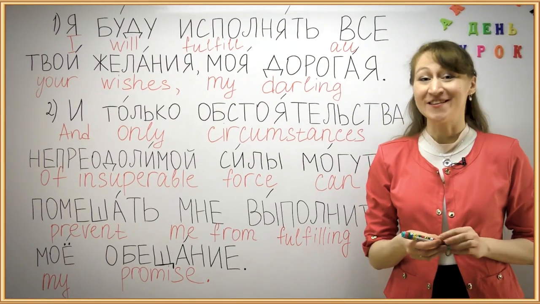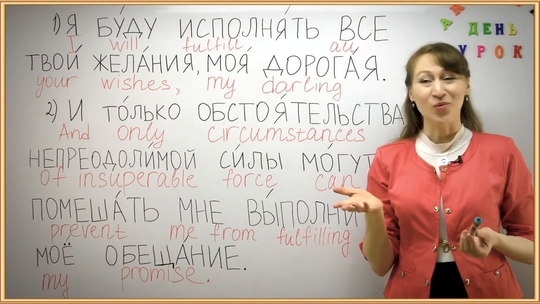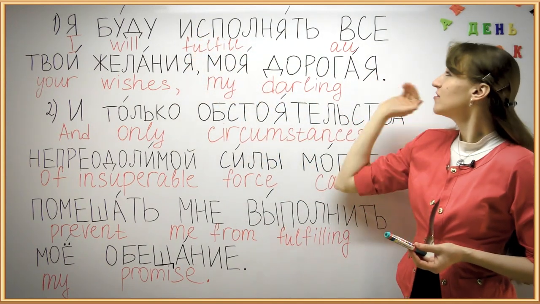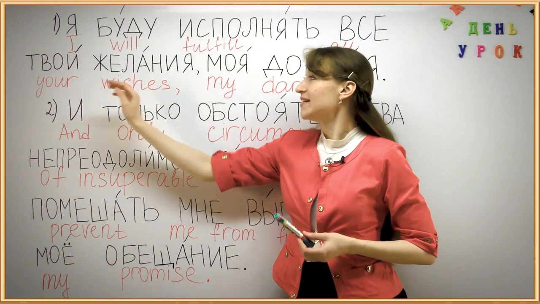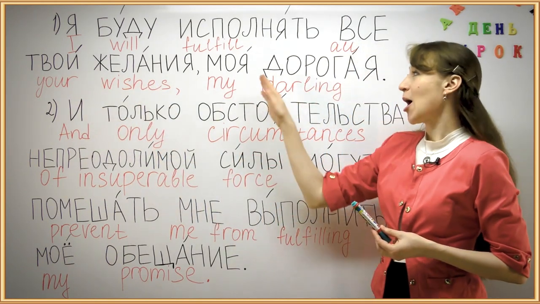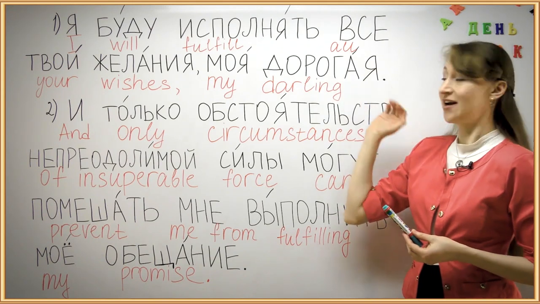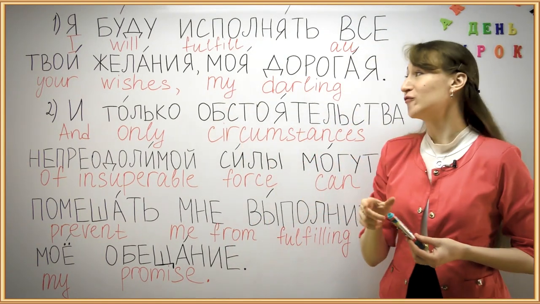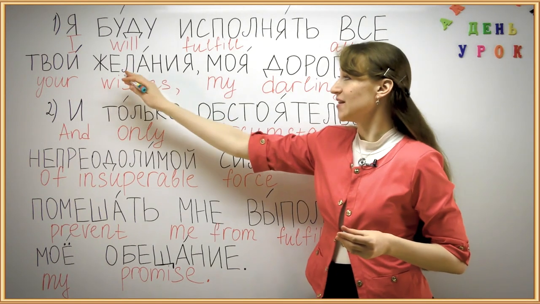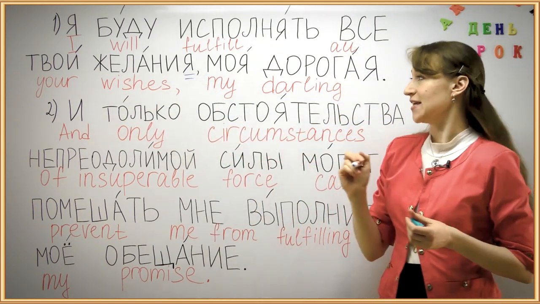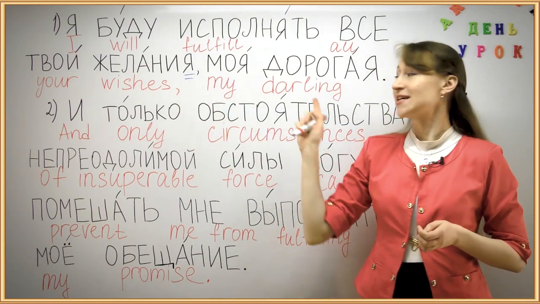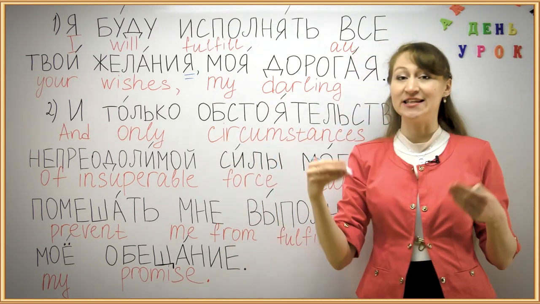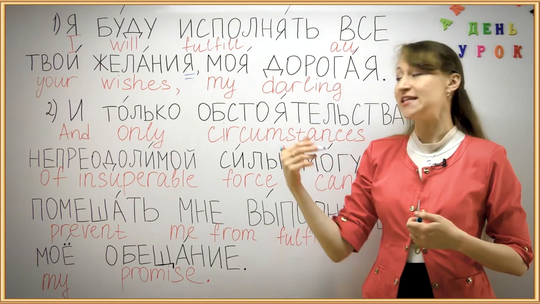When you are very much in love, at some point you might even want to say this. Я буду исполнять все твои желания, моя дорогая. So, here we have a noun, a neutral noun in the plural form. What is that? Желания. Wishes. And it has a soft plural ending, я, because in the singular form it's желание. It ends in е. Желание. Wish.